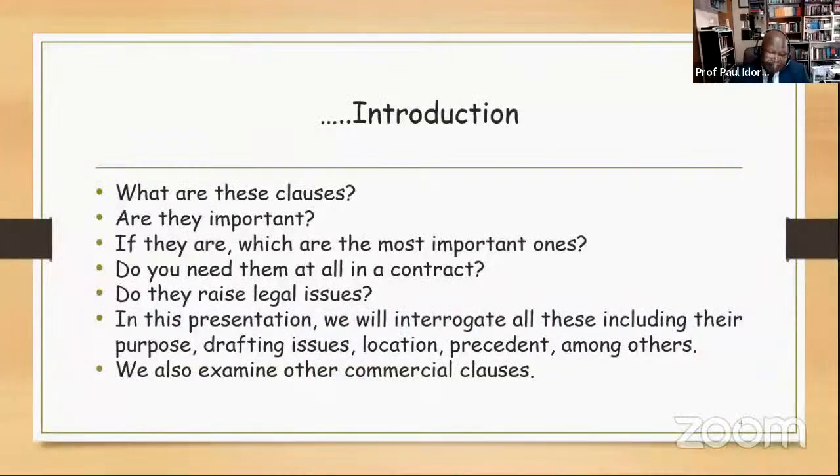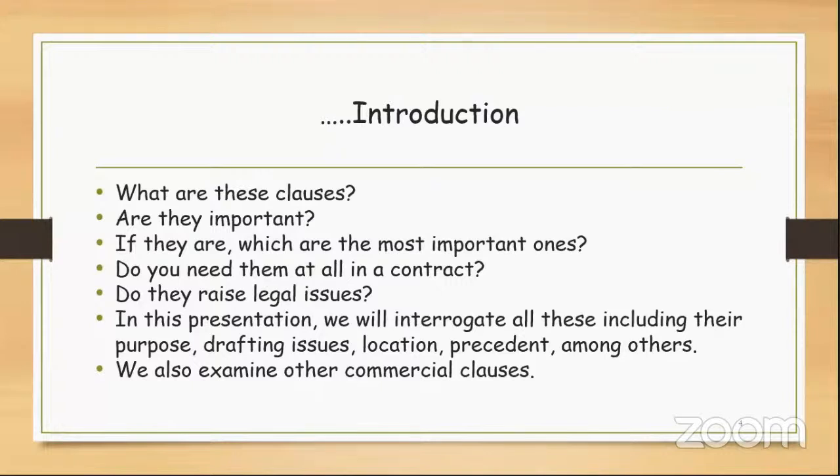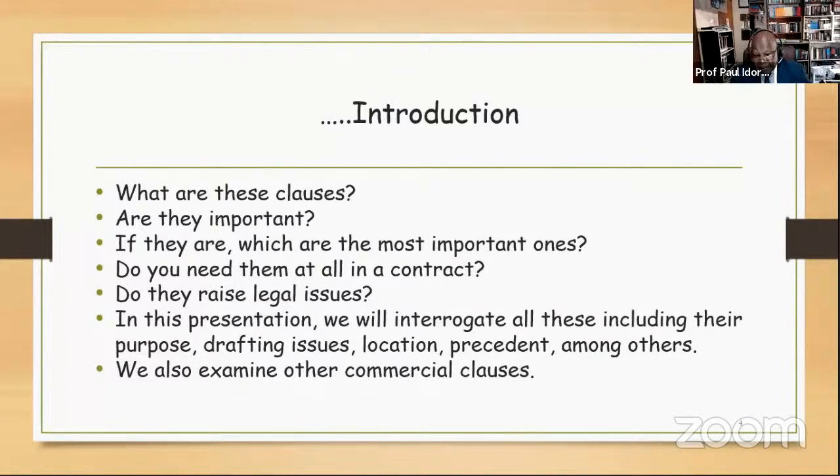Are they important? And if they are, which are the most important ones? Do you need them in all contracts? As I said earlier, you can hardly find a contract where there is no one boilerplate or the other.